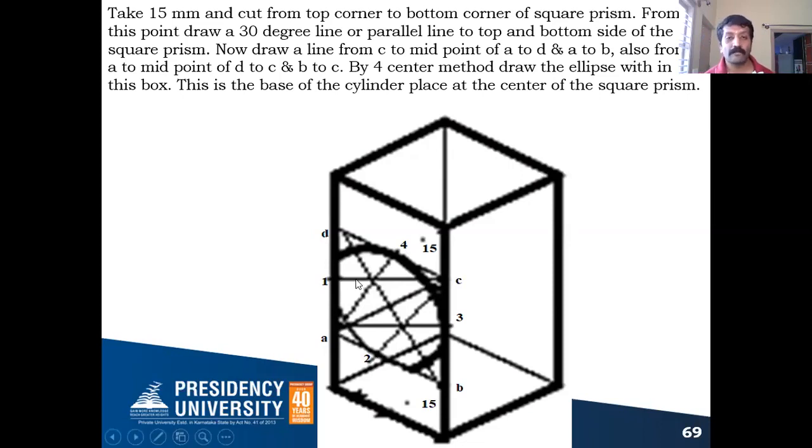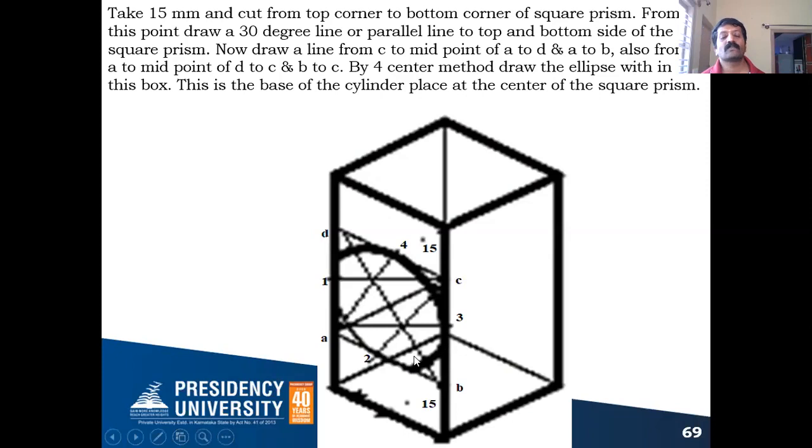Similarly, from this intersection point, take the distance either to 1 or 4, and you draw an arc 1 to 4 or 4 to 1, this portion. Similarly, from this intersection, you take the distance to 2 or to 3. This is the center, and you can draw an arc 2 to 3 or 3 to 2. So you will get the ellipse, that is the base of your cylinder, which is exactly placed perpendicular to your vertical prism. If you complete this, almost 75% of the work is completed.